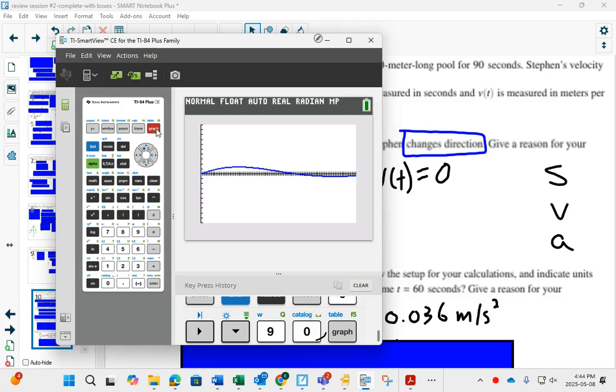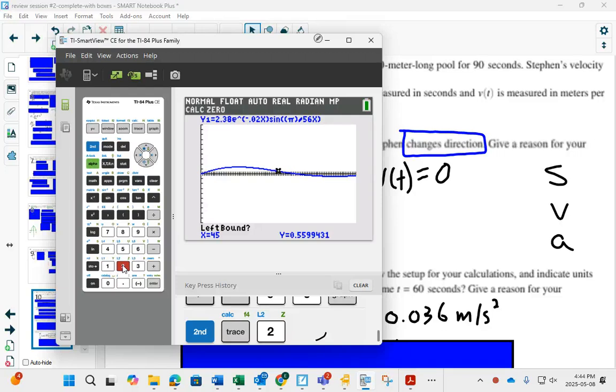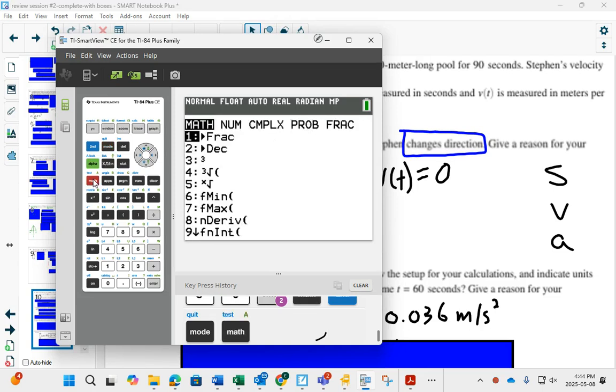I might zoom out of this, but if I find this x-intercept, so second calculate, zero, number 2. Left bound looks good. You can either click over like this, but if that takes you a really long time, you can just type in a number. I know I'm going up to 80 to 90, so I'm pretty sure 80 will be to the right of that. I push enter, and I get that 56 value. Now, I'm going to go out of here, because now we want to find the derivative.